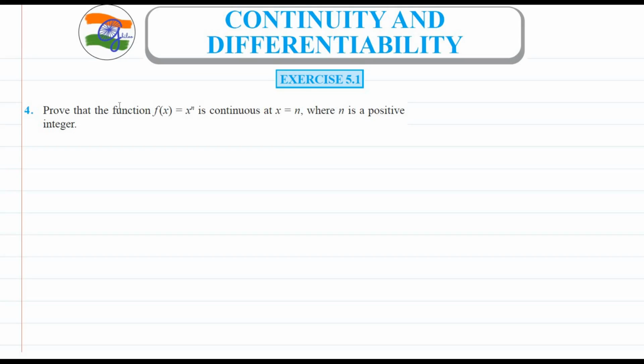So in this video basically I'll be continuing from question number 4 onwards of exercise 5.1. So in a similar way we need to prove here that the function f(x) equal to x to the power n is continuous at x equal to n, where n is a positive integer. So without any further delay, let's get started with the solution.